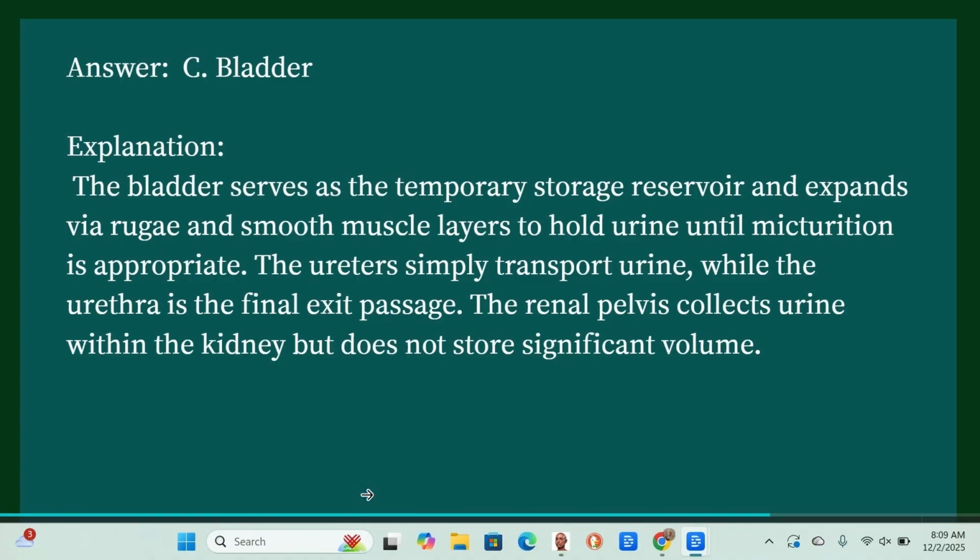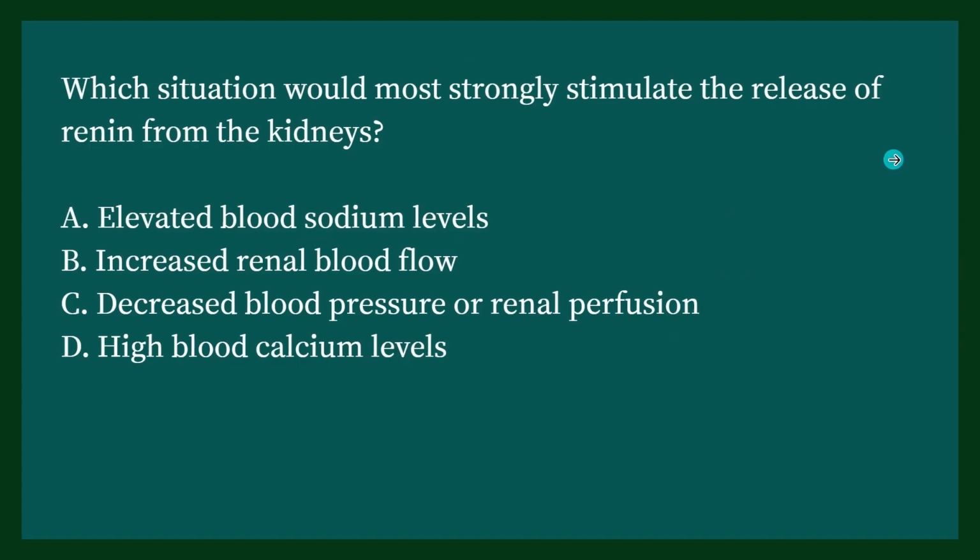The bladder serves as a temporary storage reservoir and expands via rugae and smooth muscle layers to hold urine until micturition is appropriate. The ureters simply transport urine, while the urethra is the final exit passage. The renal pelvis collects urine within the kidney but does not store significant volume.